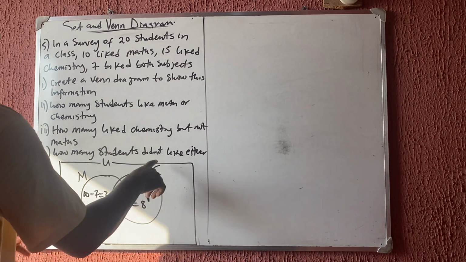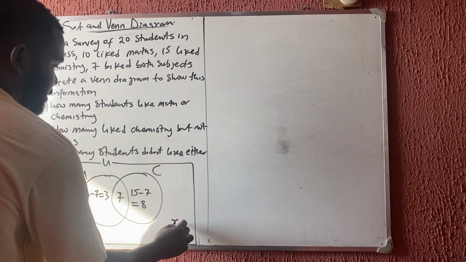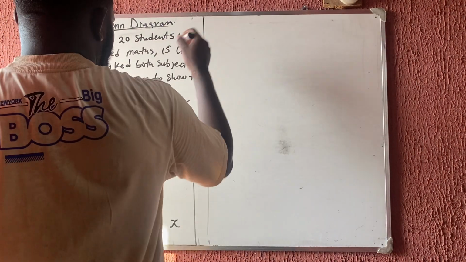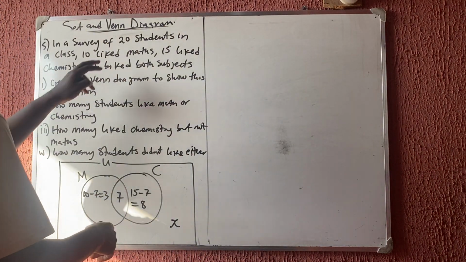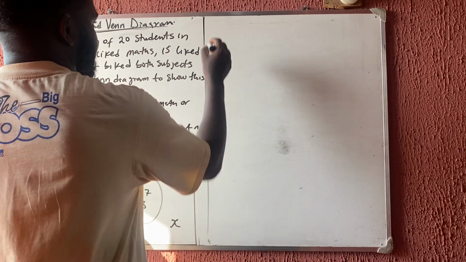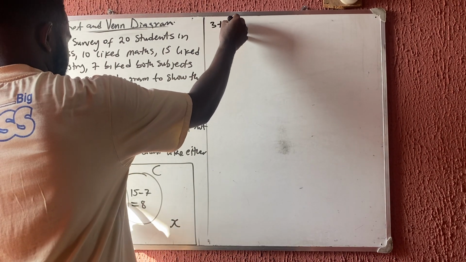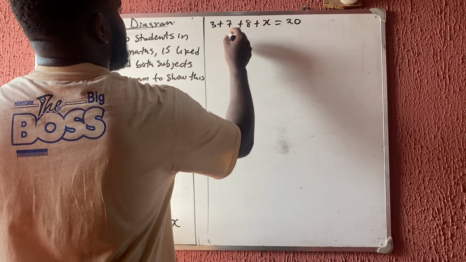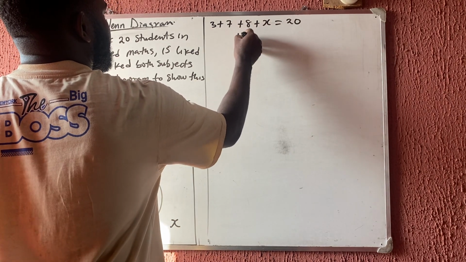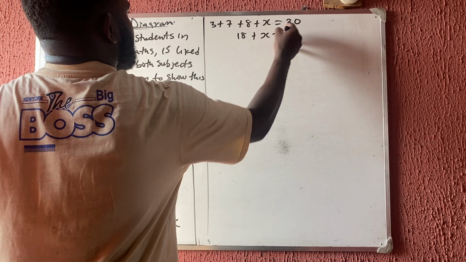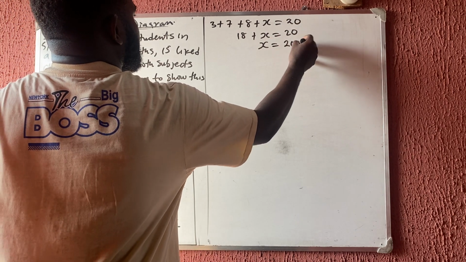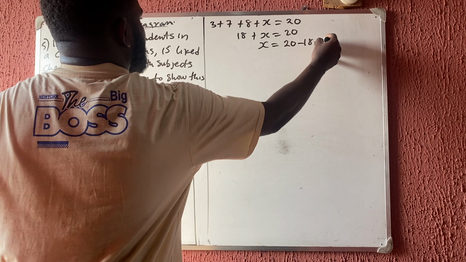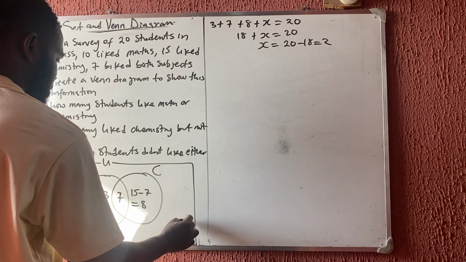So now we did not see anybody that doesn't like at all. We call it X. So how do you find your X? You will now add everything in the universal set, equate it to 20 students. So I have 3 plus 7 plus 8 plus that X is equal to what? 20. So this is 18. 18 plus X is equal to 20. So X is equal to what? 20 minus 18, which is equal to 2. So here is your 2.